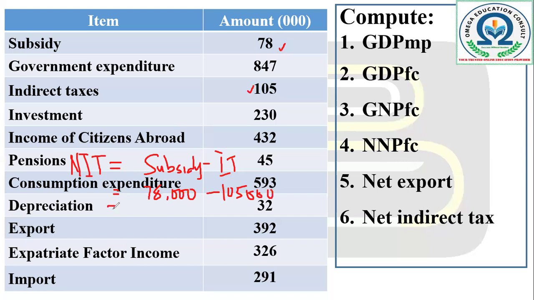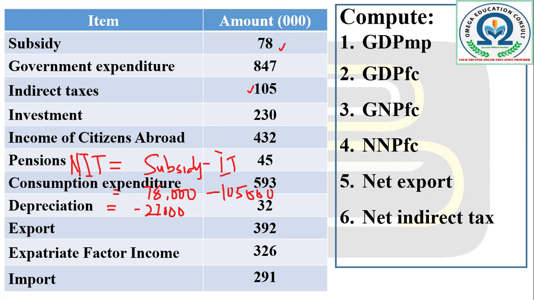All right. Now, please take note of it because we're using the values in our subsequent computation. So our net indirect tax, 78,000 minus 105,000. That gives us a negative 27,000. So we clearly write our negative. Please take note that it is negative. So negative 27,000. That is our net indirect tax, right?